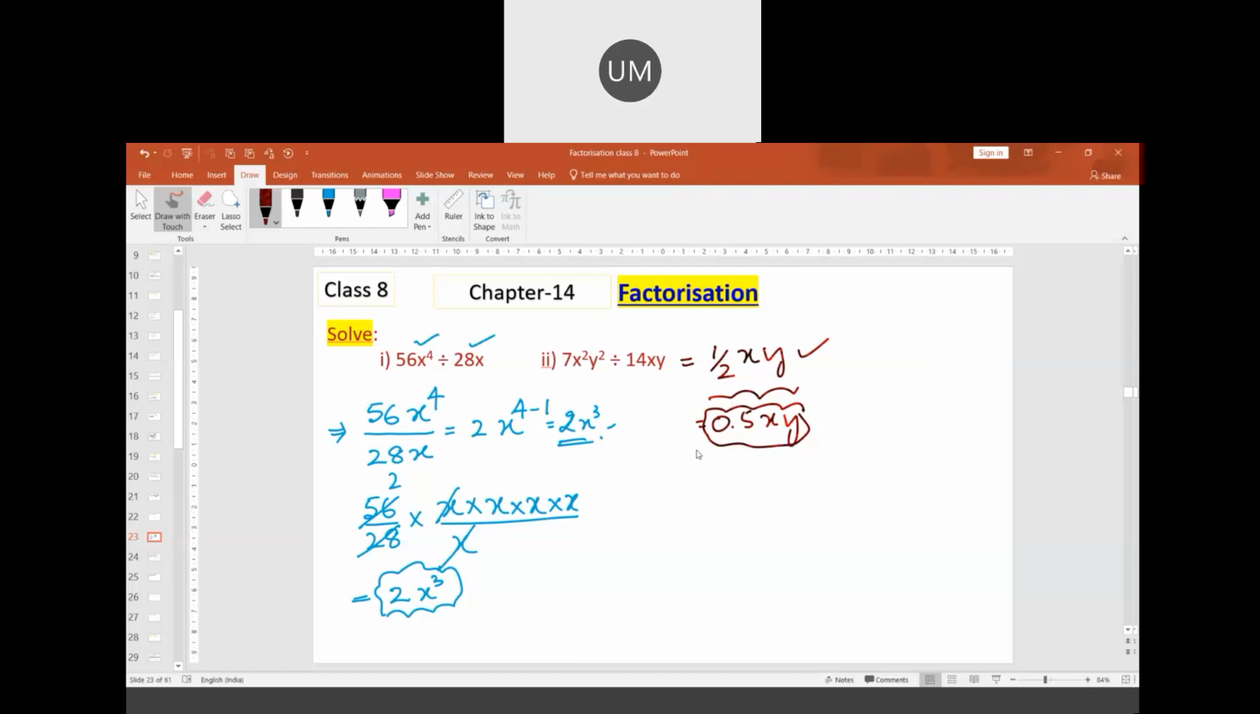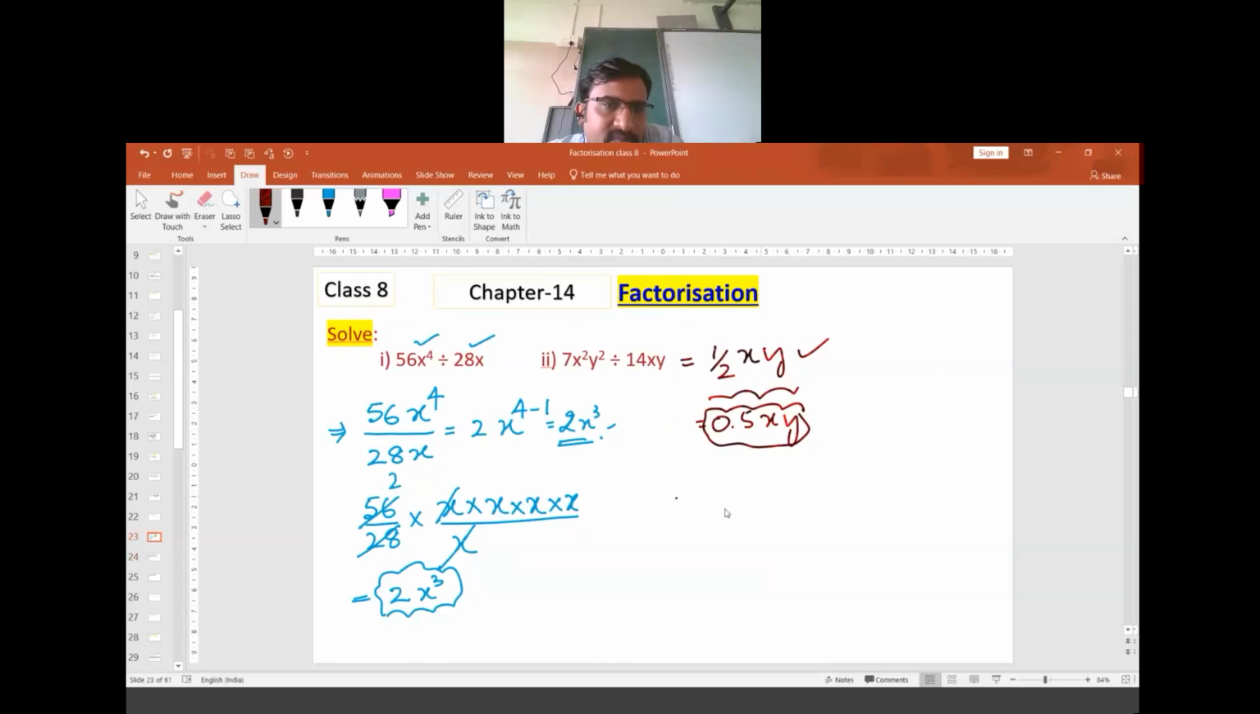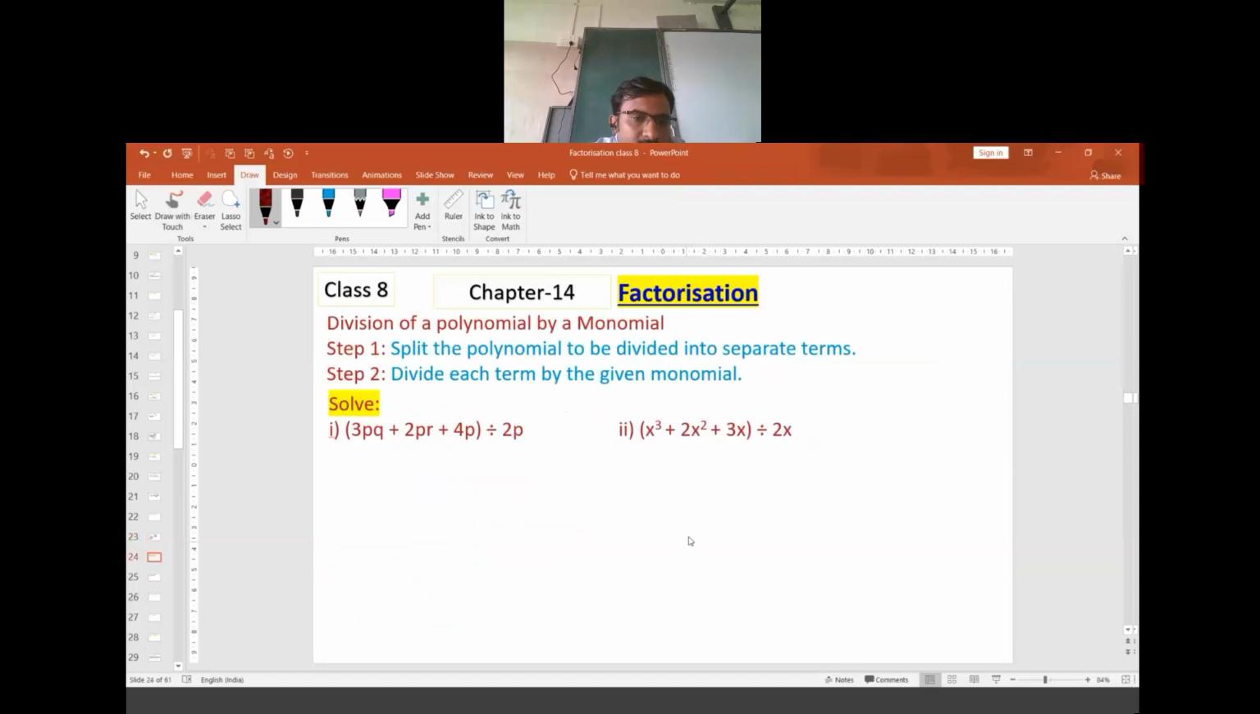Any doubt? Sir, can we cancel this 56 by 28 directly without writing in the form of multiplication? Yes, we have written 2x to the power 4 minus 1. This is obtained directly. I wrote in this format so that the one who has not understood can understand it better.